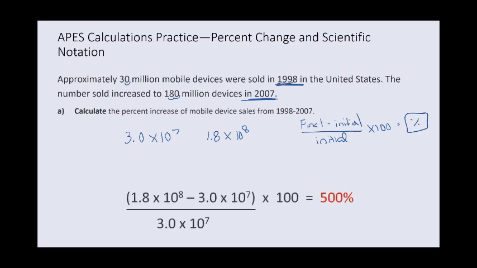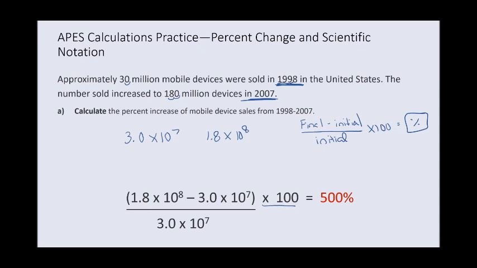So I have my 1998 number, and then I have my 2000 number. So 1.8 times 10 to the 8 minus 3.0 times 10 to the 7 over the initial number, 3.0 times 10 to the 7, multiplied by 100. That gives us 500%. Now, this is actually a pretty easy question to do just kind of mental math.